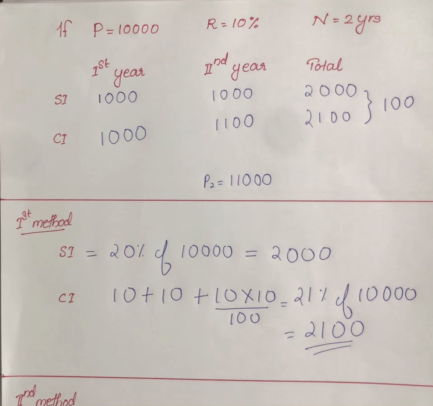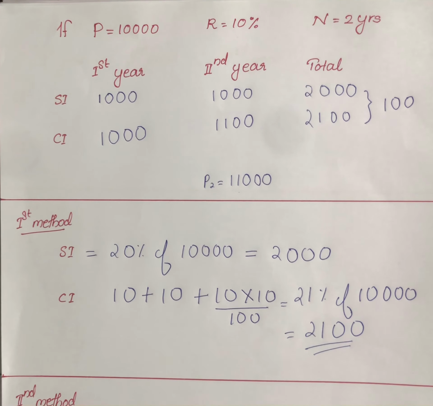So I repeat, SI is equal to NR% of P. So N is 2 and R is 10. So totally 20% of the principal, that is 10,000, so you get 2,000. To find the CI, first year that principal is increased by 10%. Next year again is increased by 10%.